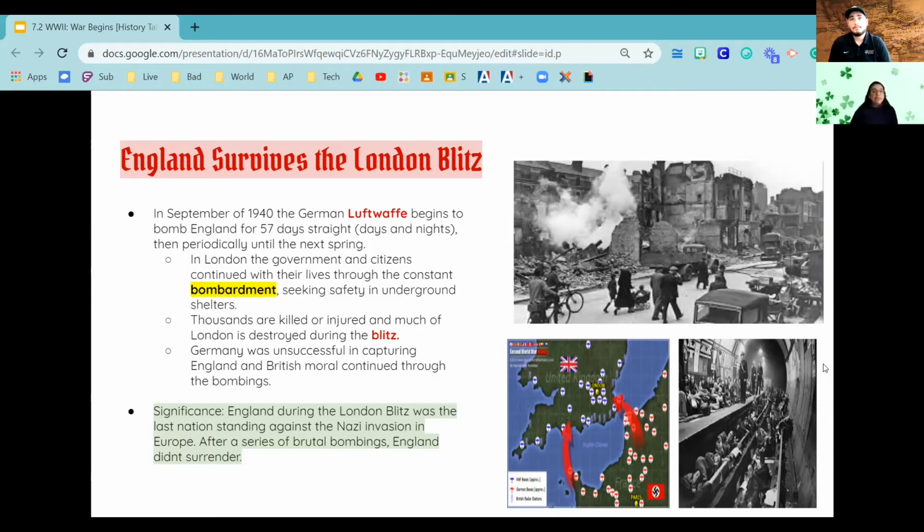The significance is that England during the London Blitz was the last nation standing against Nazi invasion in Europe, the last ones. Everywhere else has fallen to fascist control under the Germans, or they're under the control of the Soviets under communism. After a series of brutal bombings, England didn't surrender. So England is the last one holding on against the German Nazis.